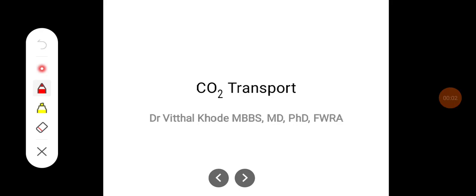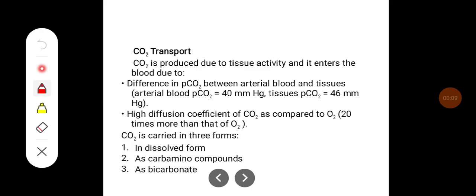Hello everyone. In this class, we'll try to learn how carbon dioxide is transported in the blood. Carbon dioxide is produced due to tissue activity and it enters the blood due to difference in the partial pressure of carbon dioxide between arterial and tissue. That is, arterial blood partial pressure is 40 mm Hg and tissue it is 46 mm of Hg.